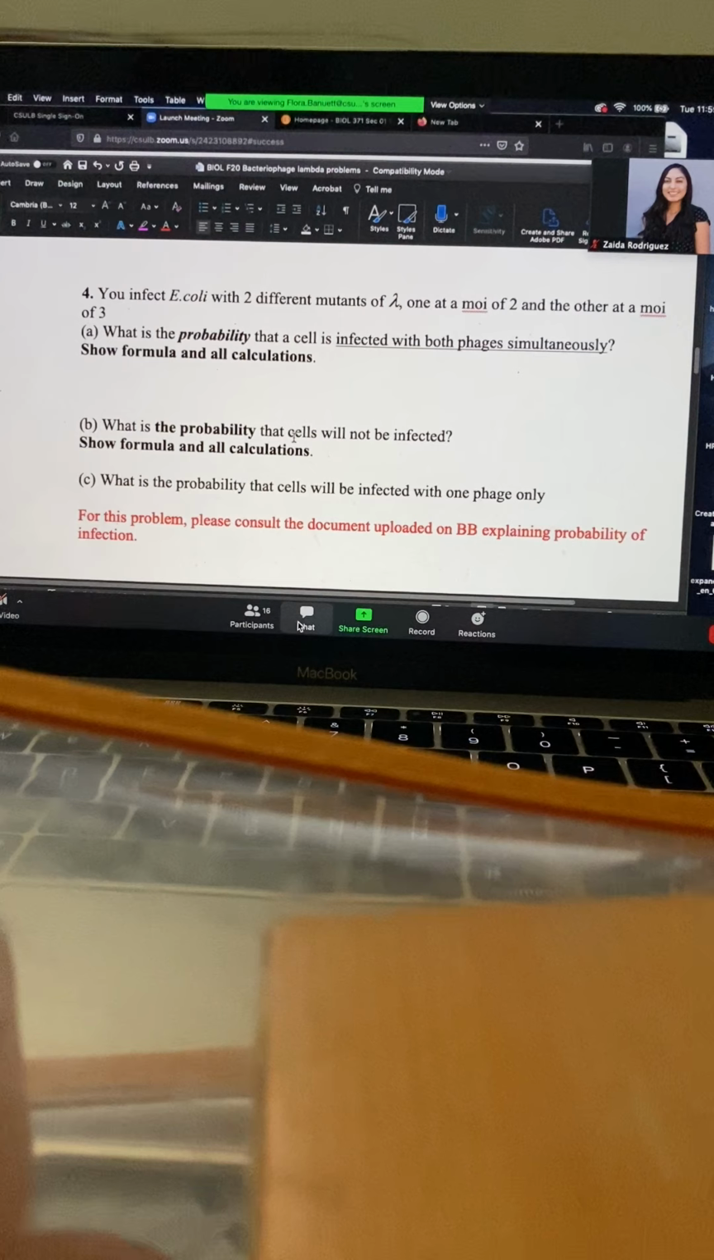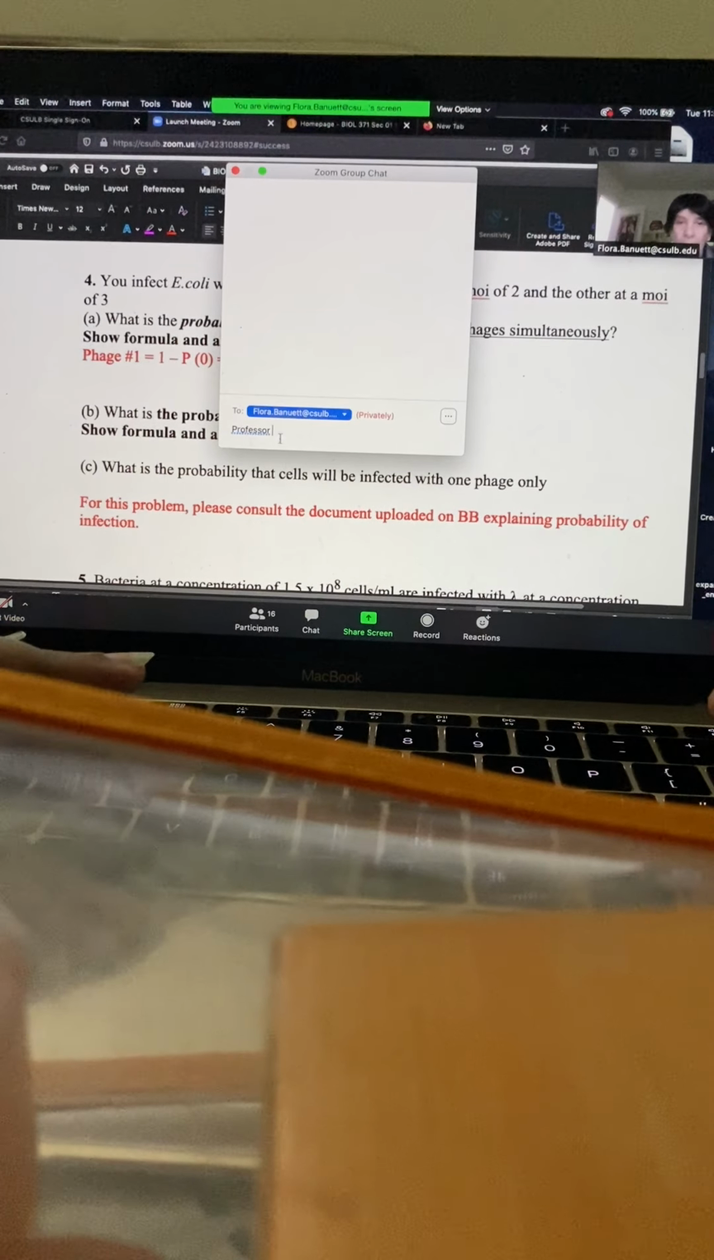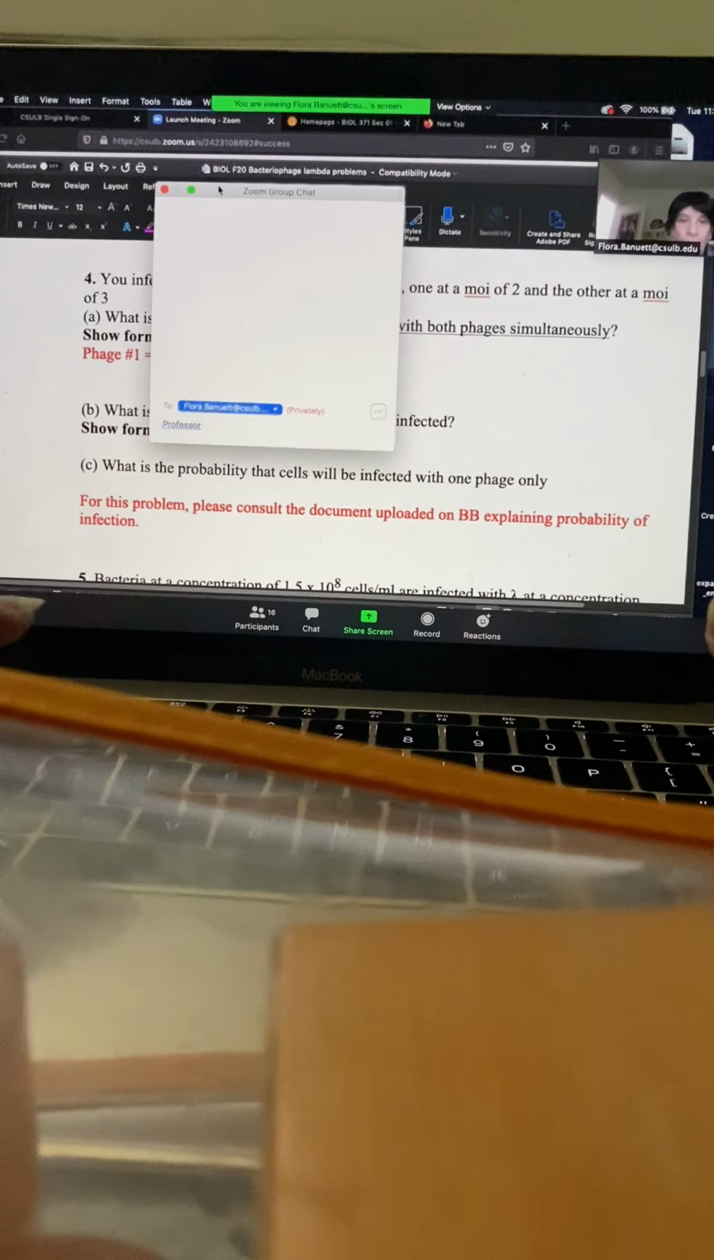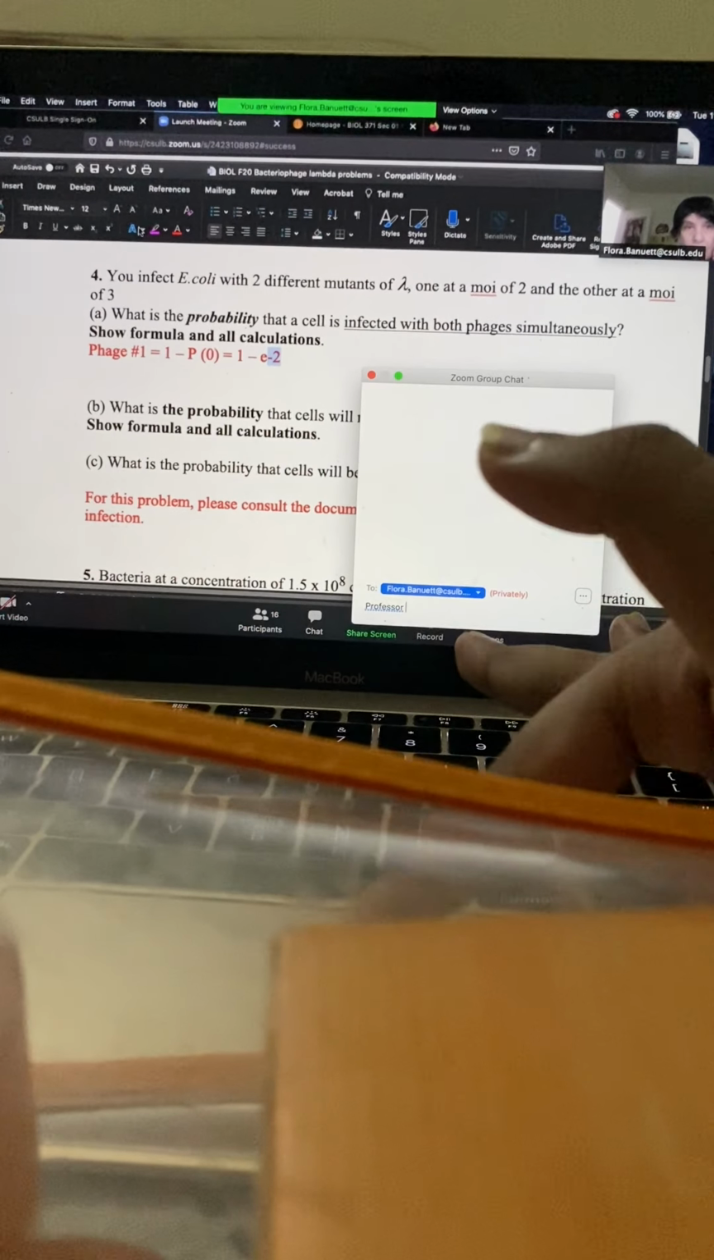Oh, okay. So the probability of infection for phage 1 equals 1 minus P0, which equals 1 minus e to the minus 2. Basically here.